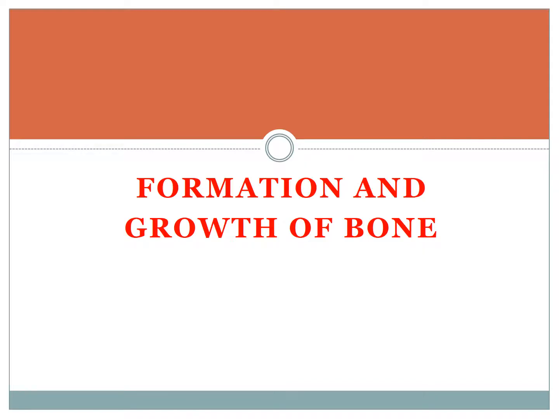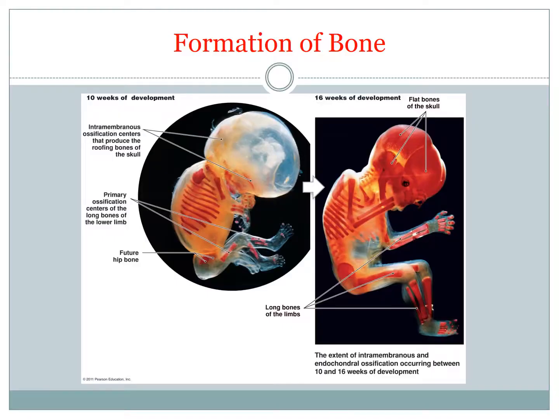Now let's examine the formation and growth of bone. The formation of bone, called osteogenesis or ossification, begins during embryonic development. There are two types of osteogenesis that occur in the embryo: intramembranous ossification and endochondral ossification.